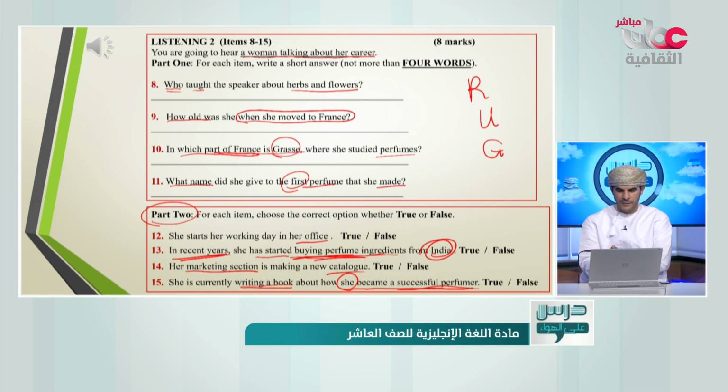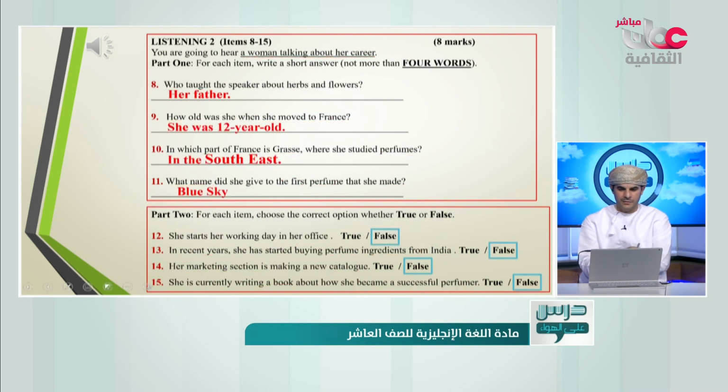Okay, I hope you have finished writing your answers. Okay, here are the correct answers. Number 8, her father. 9, she was 12 years old. 10, in the southeast. 11, it was blue sky.